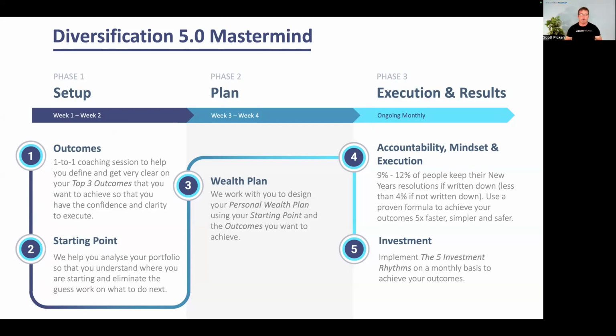And then steps 4 and 5 is that most people don't have a plan, but those that do have a plan, it's then about the execution and the mindset, and the accountability. So every single month we run a combination of accountability, mindset, and execution, and then the investment cycle, which I'll talk a little bit about.